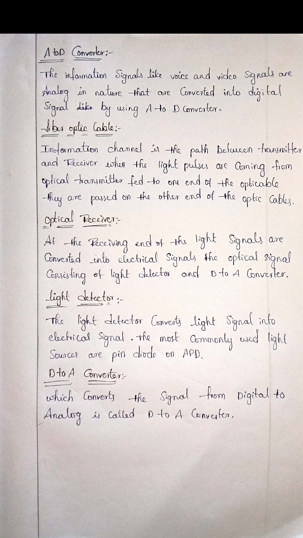అలాగే ఆప్టికల్ రిసీవర్. At the receiving end, the light signals are converted into electrical signals. The optical receiver consists of light detector and D2A converter. The light detector converts light signal into electrical signal. The most commonly used light detectors are PIN diode or APD. APD అంటే మీకు అందరికి తెలుసని అనుకుంటున్నాను, avalanche photodiode.